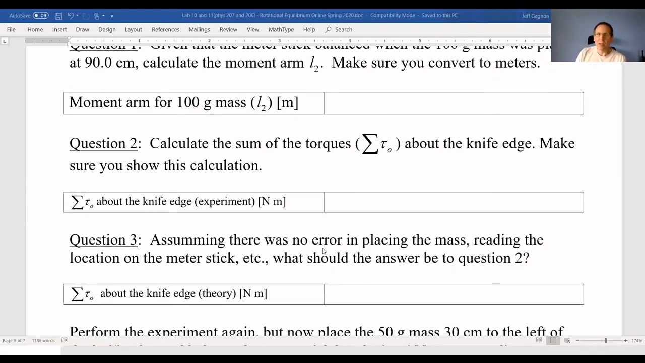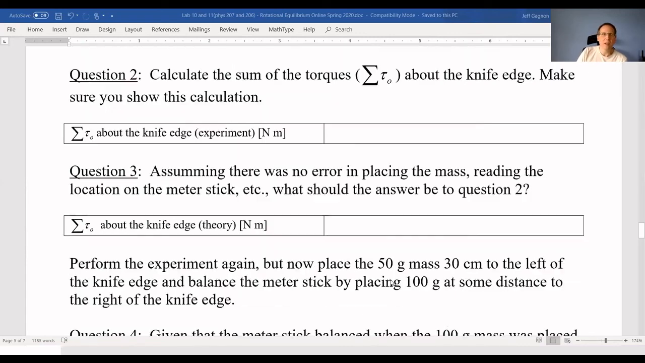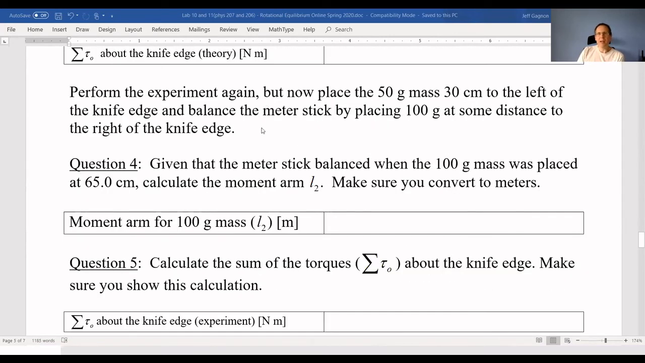Question 3, assuming there were no error in placing the mass, reading the location on the meter stick, etc., what should the answer be to question 2? So in theory, what should the sum of the torques equal if it's in rotational equilibrium? Then you're performing the experiment again.